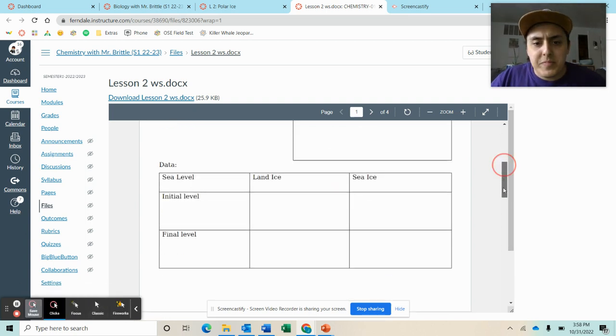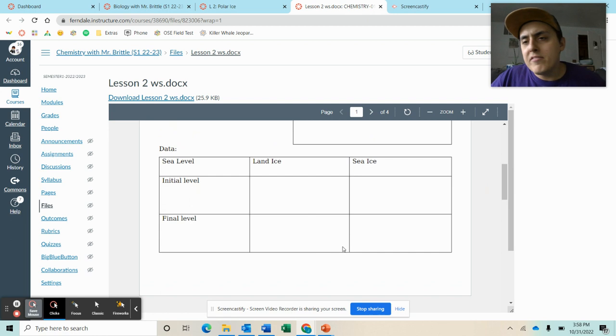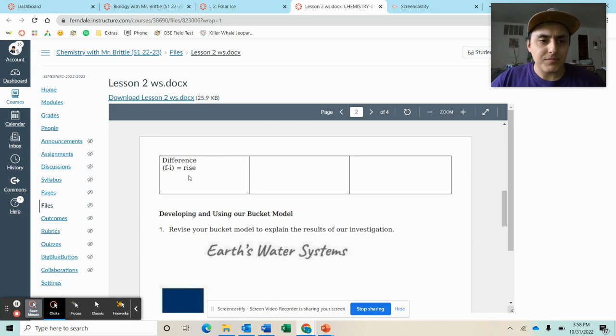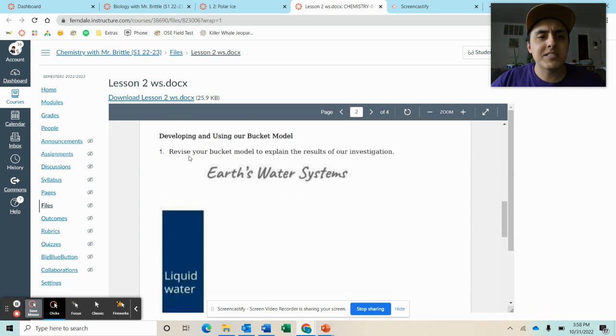So after that, your data, this is whatever data you got. If you don't have the data from the lab, I would get it from someone that you worked with. If you really can't find it, just know that land ice increased sea levels and sea ice did not increase sea levels. Yeah, and then we calculated the difference.